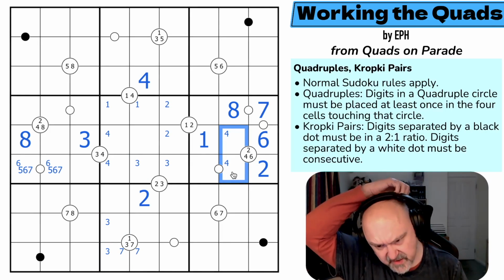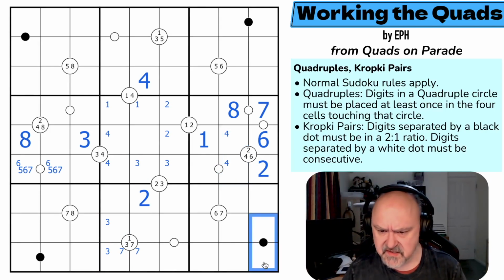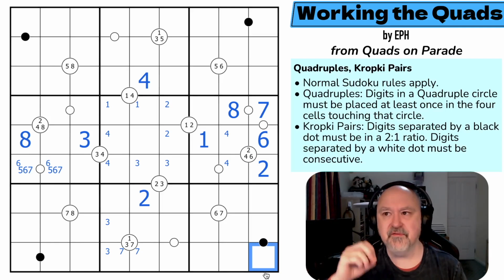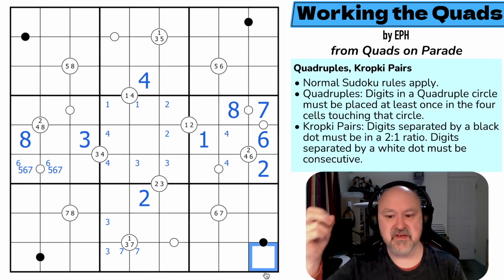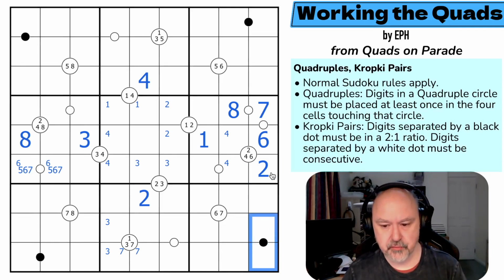This is really nice. This is now 4/8, isn't it? Because on a black dot, you have to put a low digit and its double. And I can't use 1, 2. I can't use 2, 4. I can't use 3, 6. I could use 4, 8, and 5, 10 isn't possible in Sudoku. So this is 4, 8.